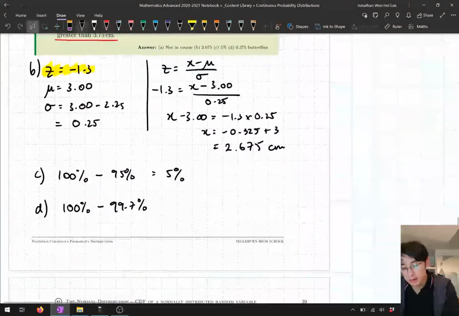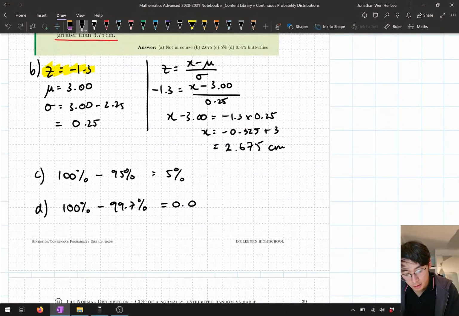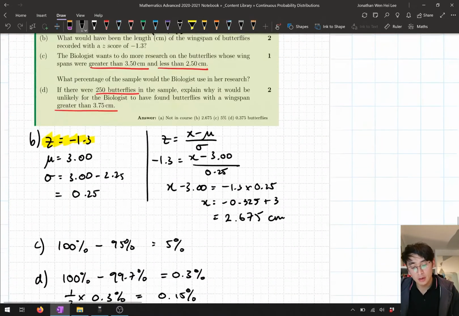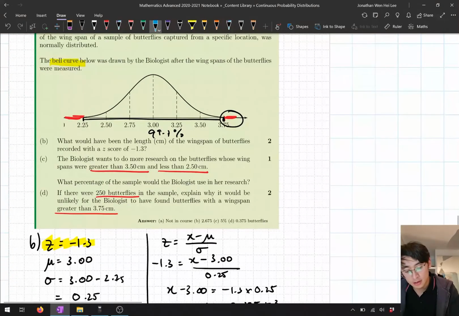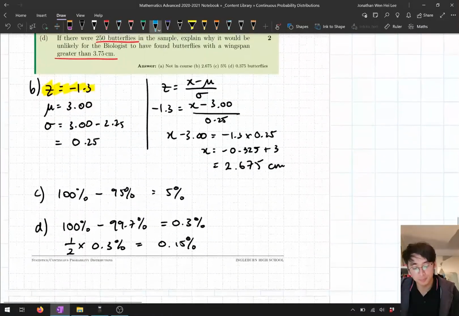So that will just give me 0.3%. But because we only want half, we just want to take the times up by half. So half times 0.3%, and that will just give me 0.15%. Okay. So if I just wanted this part here, that's just 0.15%.